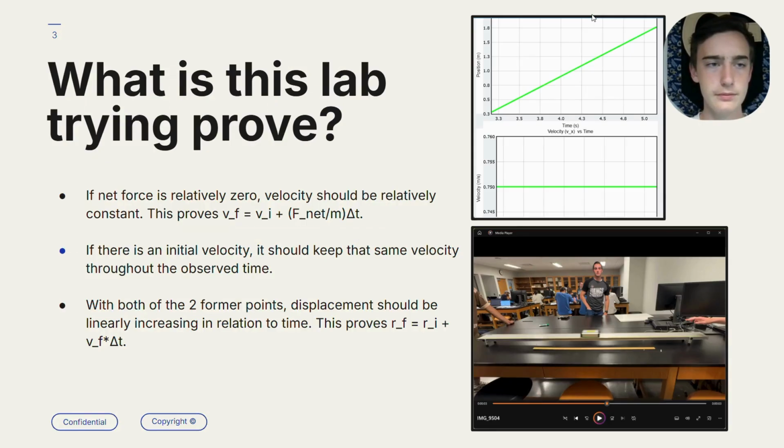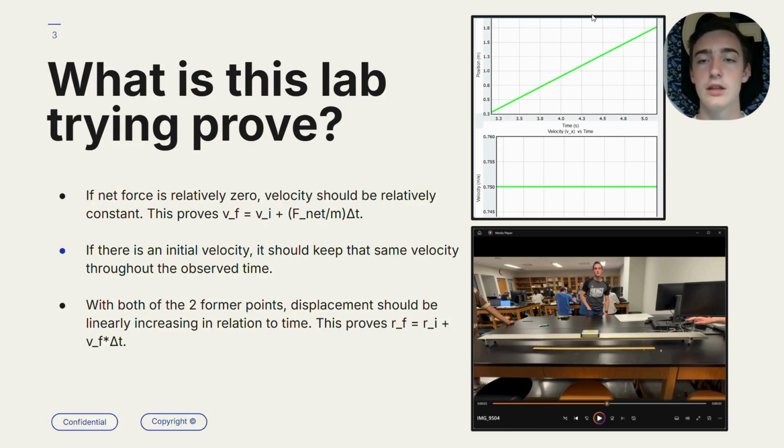What is this lab trying to prove? Well, it is trying to prove that with a net force of 0, velocity should be constant. This is shown by the physics equation V final equals V initial plus F net divided by mass times delta T. Again, with a net force of 0, that entire F net divided by mass times delta T becomes 0 and does not change velocity. So velocity final equals velocity initial, no matter what delta t is. Again, this means that whatever initial velocity is set is the same velocity that we will see throughout the observed time where F net is equal to 0.